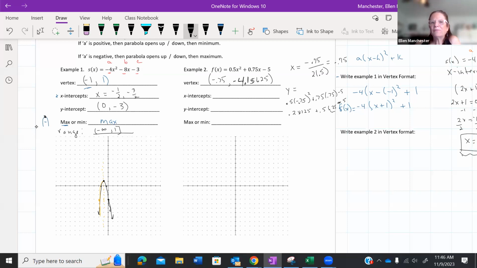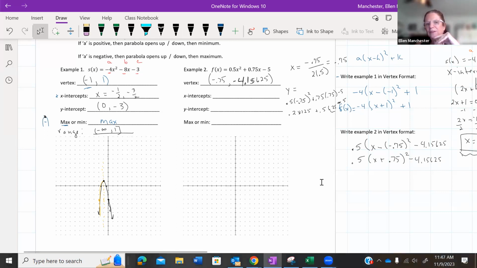Okay, and then for this one, to write it in vertex format, a is the value in front of your x squared, and then it's going to be x minus a negative 0.75 squared, and then minus 4.15625. So then I'm going to clean it up. And my math lab, if there is a decimal, it'll tell you to round it to a certain value. So make sure you look at that. Okay. So don't let the decimals throw you.